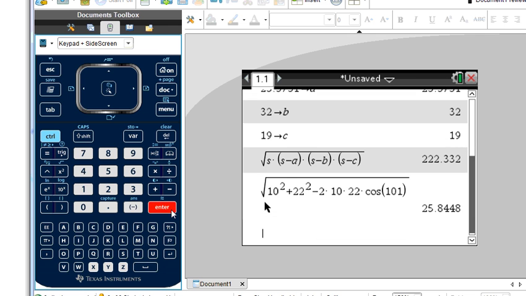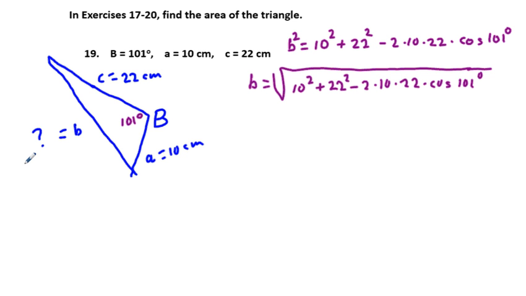And our answer for that is we get 25.8448. I said degrees. That's wrong, isn't it? We're talking centimeters. So now we have sides A, B, and C.